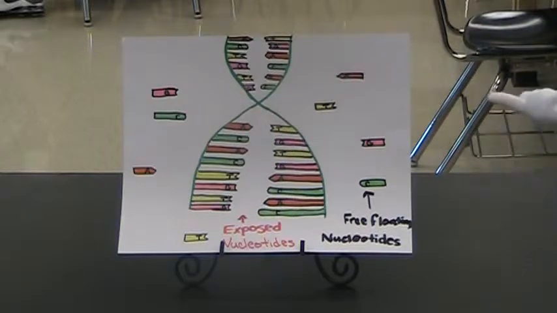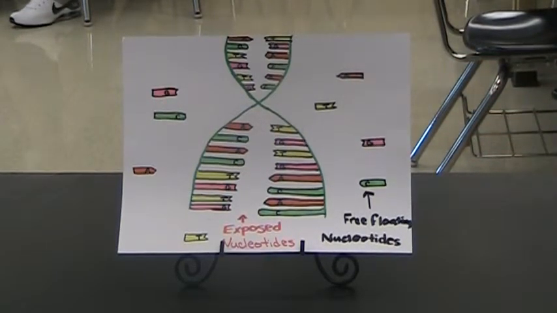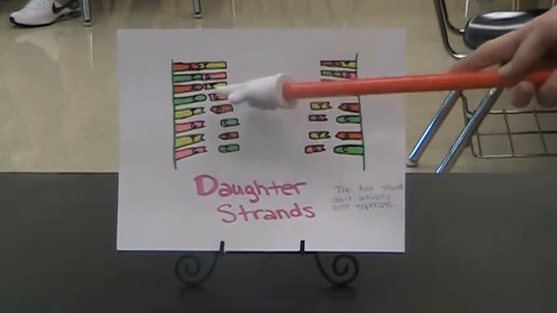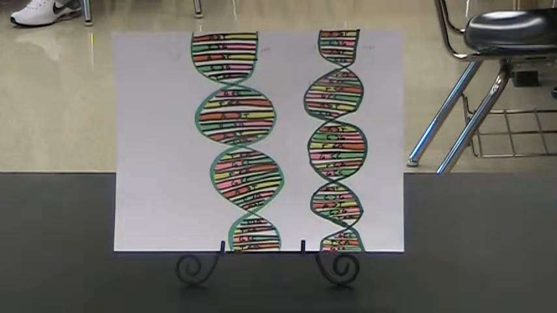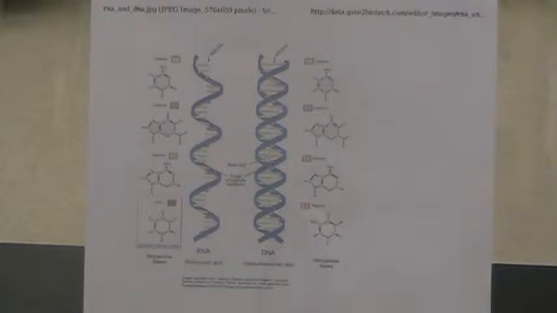The free-floating nucleotides in the nucleus attach to the two strands according to base pairing rules. The enzyme DNA polymerase links the nucleotides to form two new DNA strands. This creates two daughter strands, which are identical to the parental strands. As the DNA is replicated, the cycle of transcription takes place.